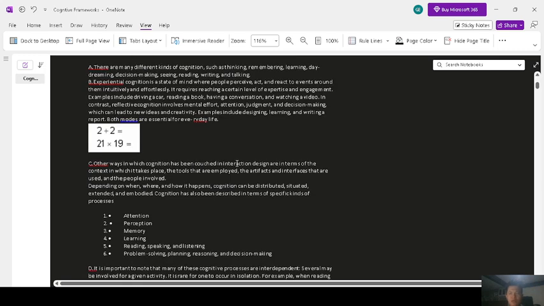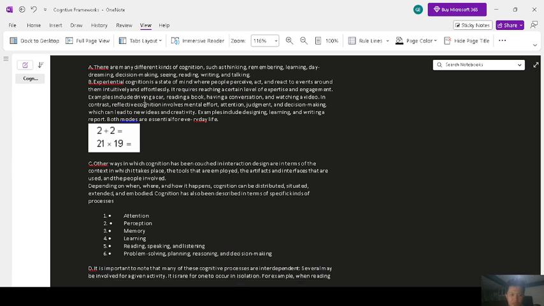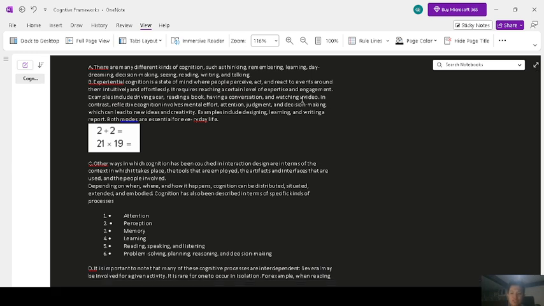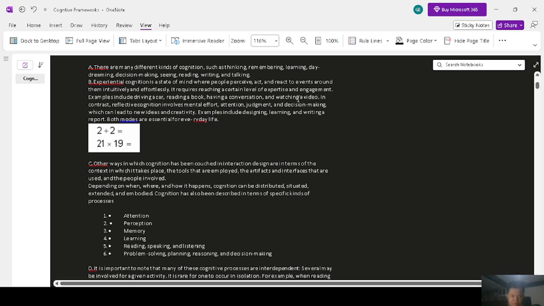So reading could be experiential cognition because you could get used to it, especially if you were a bookworm when you were a child. Driving a car as well, and then watching a video, because we do that every day, so it becomes a habit.